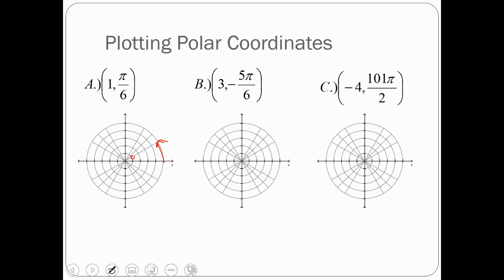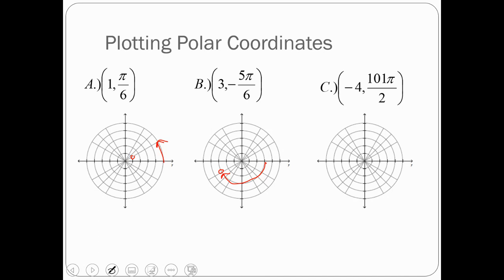3, negative 5 pi over 6 would be going backwards all the way to here. That's negative pi over 6, and then go out 1, 2, 3 units. That would be that point right there. The only reason I'm drawing open circles is my pen won't let me actually draw on here.